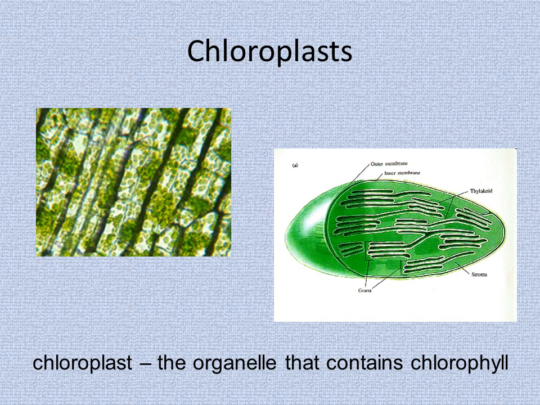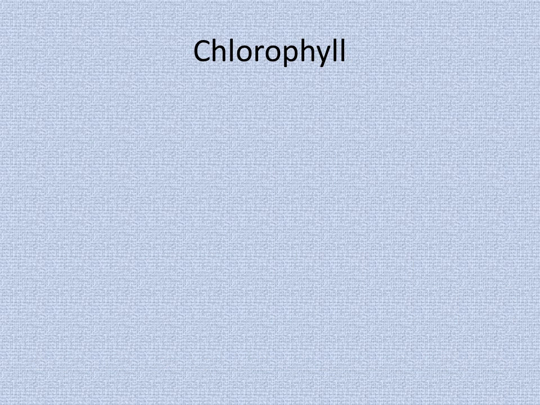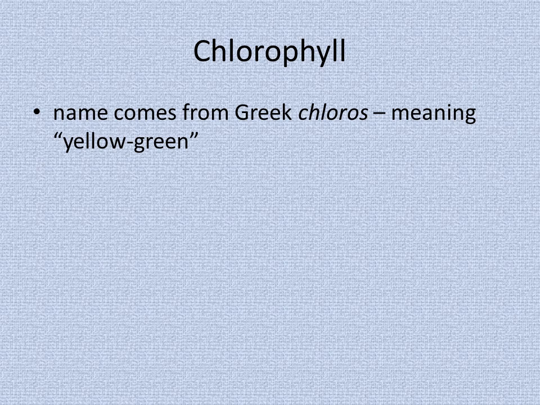On the left-hand side of the picture, you see an actual photograph of a plant. The green spots in there, particularly the dark green ones, are chloroplasts. And I've given you on the right-hand side a diagram of a plant cell with the different parts of the chloroplast, the outer membrane, the inner membrane, and the different parts of the chloroplast. Chlorophyll is a compound. The name comes from the Greek chloros, which means yellow-green, and the chlorophyll is what gives the plant its green color.